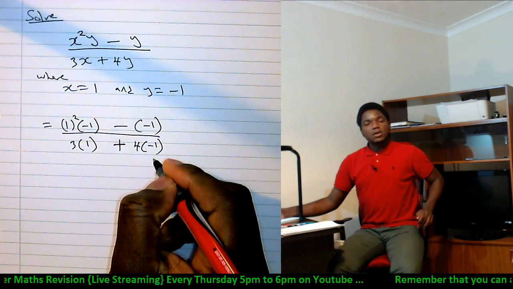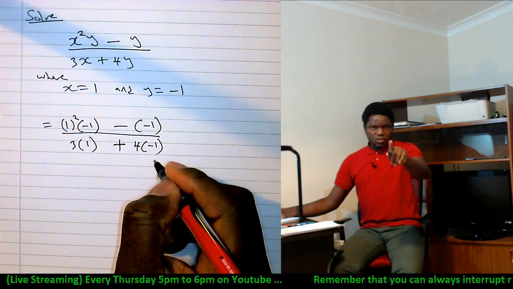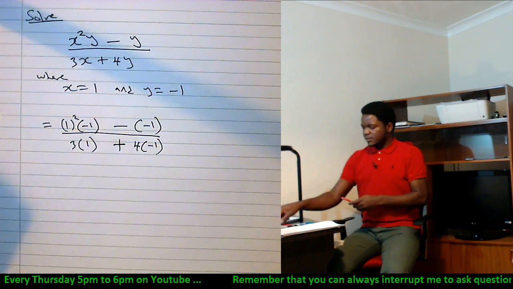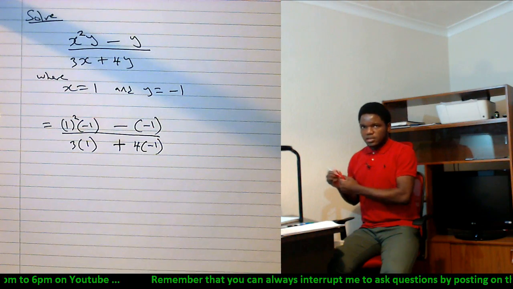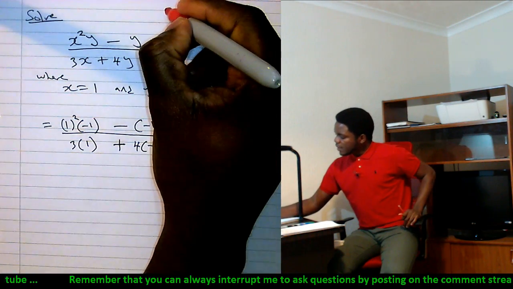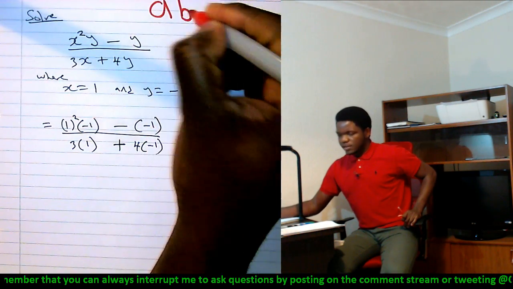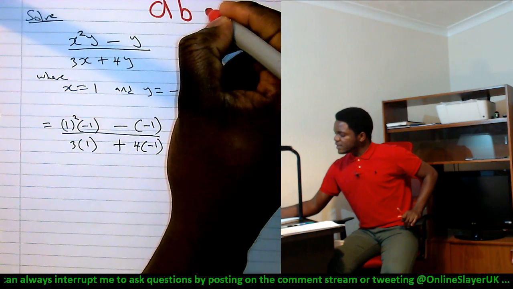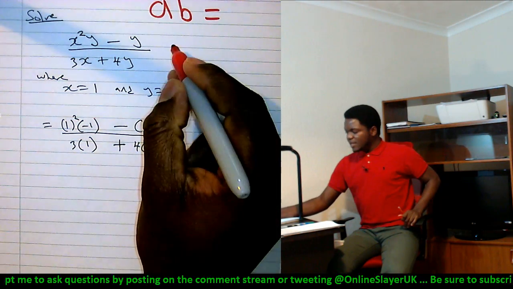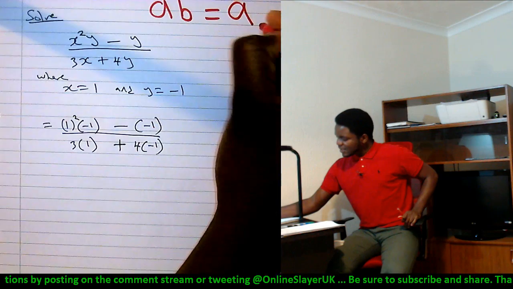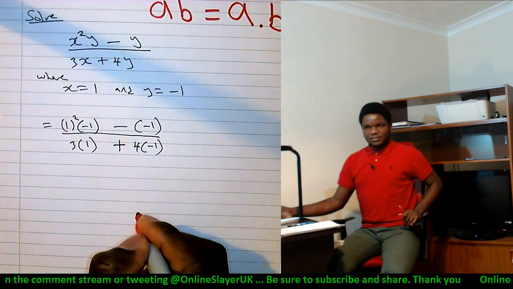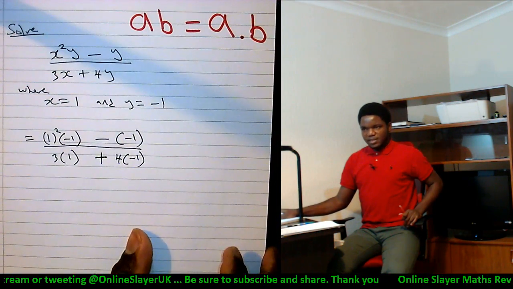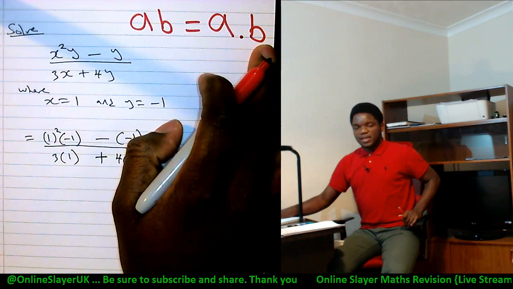I want you to take note of something right now. Quickly, everyone, listen. This is not part of this question, but it's something I want you to know. If I say AB, what is AB? AB is A times B. This is not A dot B, A product B.